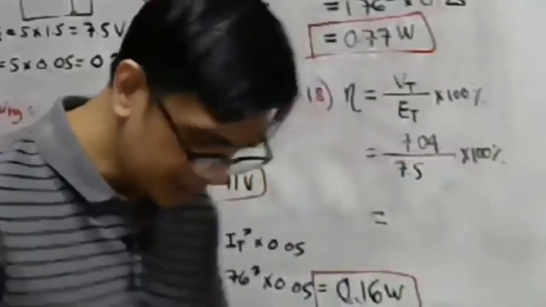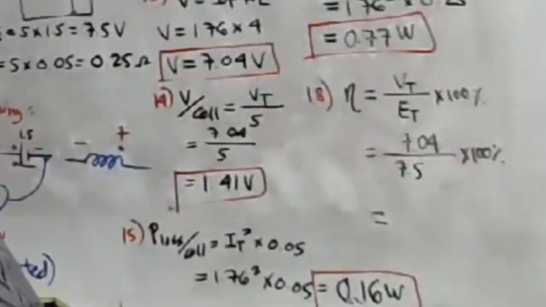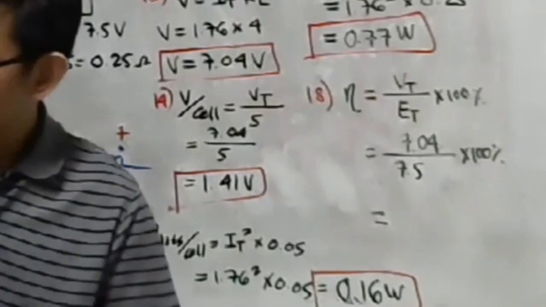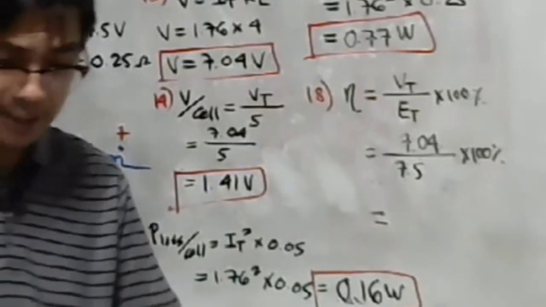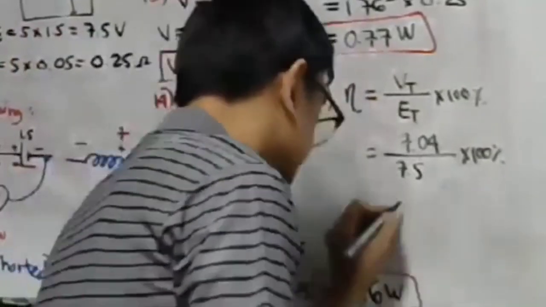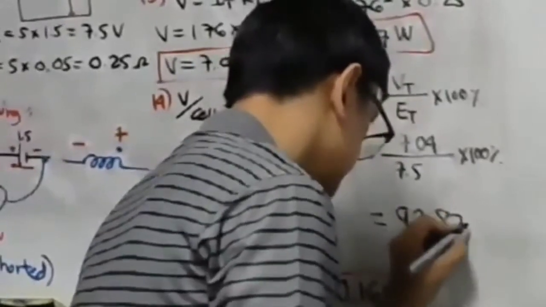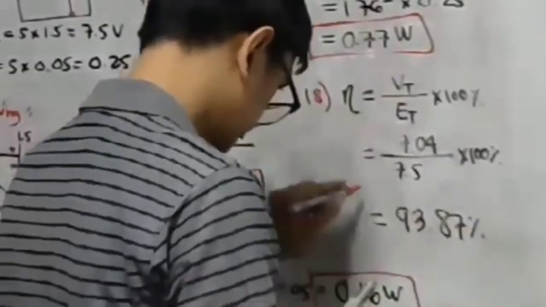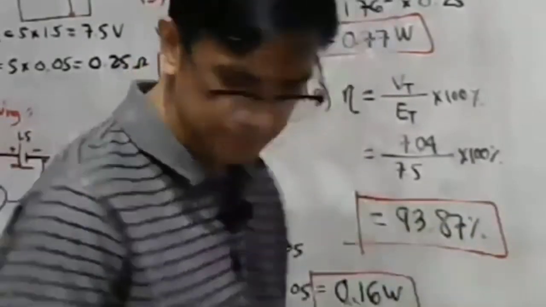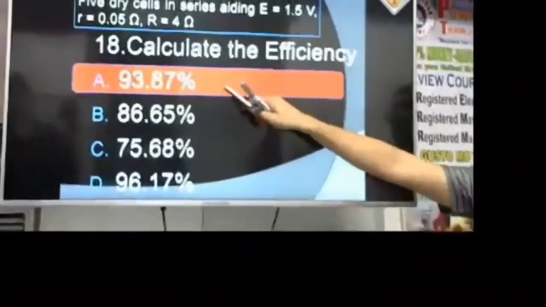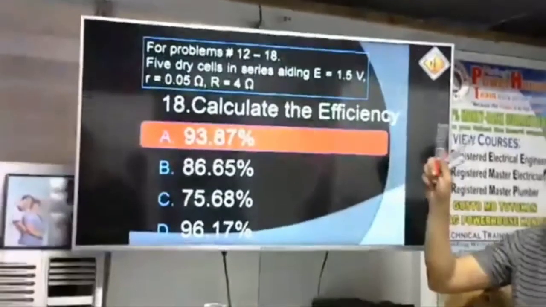So what is our answer? What is our ET? 7.5, times 100. That's around 93.87%. That is our answer. Okay, the answer would be letter A. That is our answer. Okay, that's the end of the bundled question.